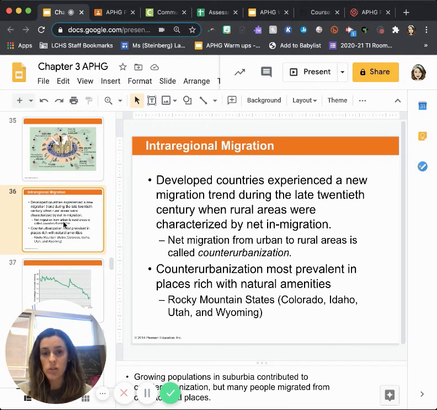Counter-urbanization is most prevalent in places rich with natural amenities. We see this trend in the Rocky Mountain states like Colorado, Idaho, Utah, and Wyoming, where people are moving to rural areas for a desired lifestyle. I have a cousin who lives out in Billings, Montana. There's nothing around, but it's absolutely beautiful and they love being outdoors. So it works for them. Oftentimes that's why we see this trend of counter-urbanization.